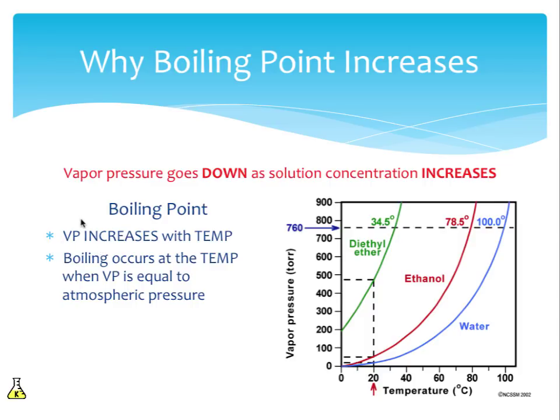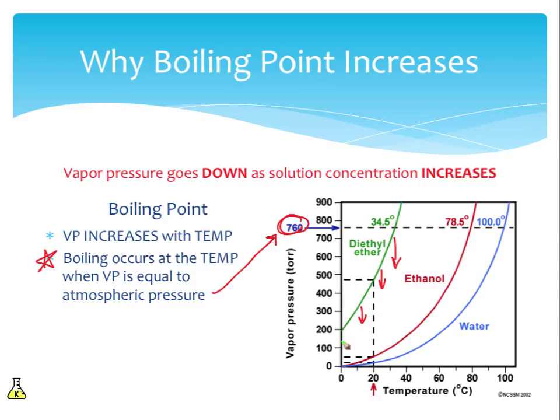And here's our key point: the boiling point occurs at the temperature when the vapor pressure is equal to atmospheric pressure. So here is our atmospheric pressure, our 760 millimeters of mercury, and this dotted line represents those vapor pressures. You can imagine then, if vapor pressure goes down with increasing solution concentration, that's going to take the shape of these curves and shift them downwards.